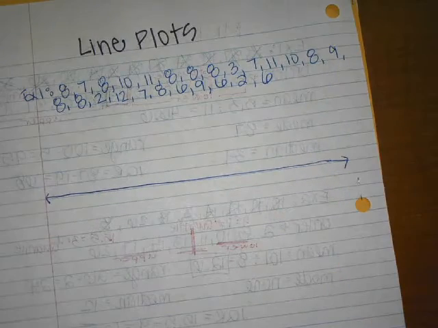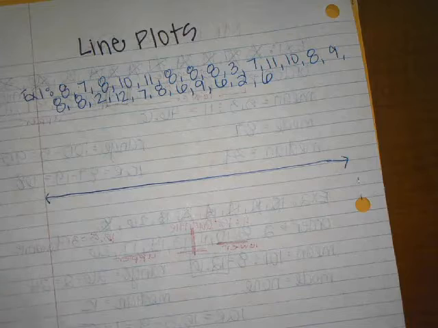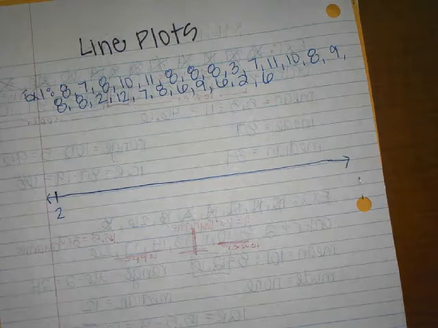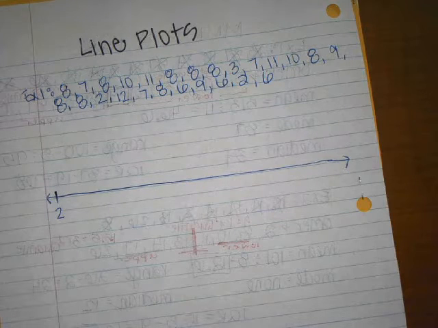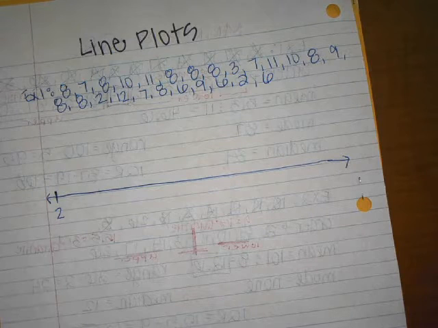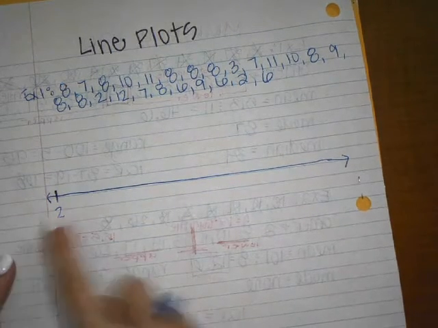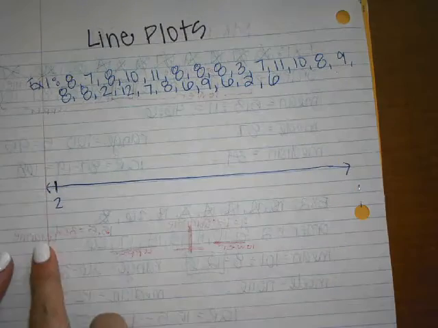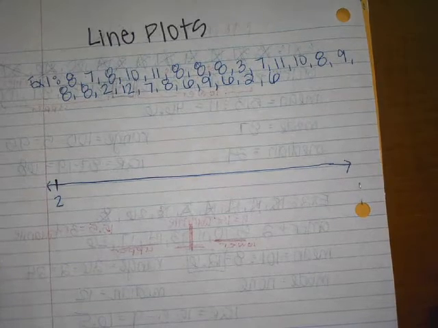And what's the smallest number we need on our line plot? 2. A 2. If you want to put a 1 and a 0, you totally can, but you don't have to. What's the largest number we need to have? 12. So when you make your number line, you want to go from 2 to 12. You're counting by ones, and you're doing your best to keep them equal spaces between each number.